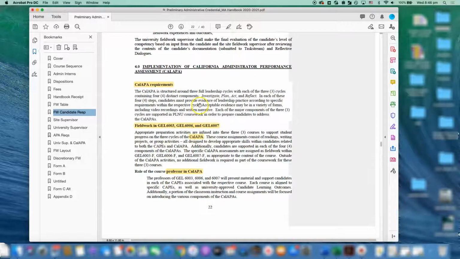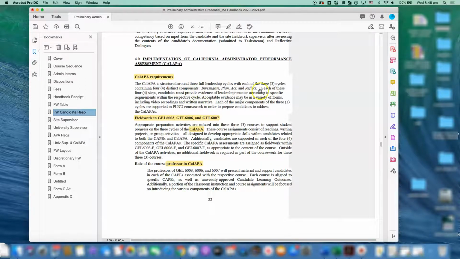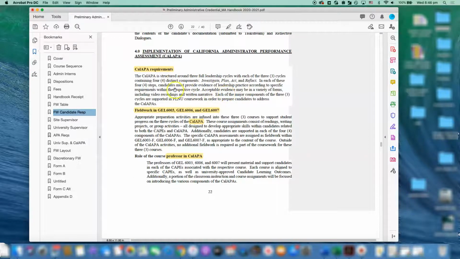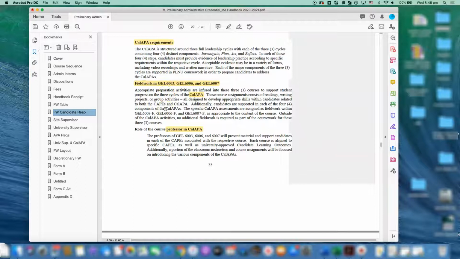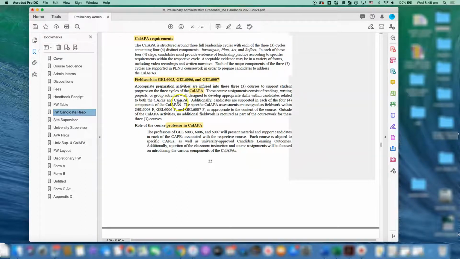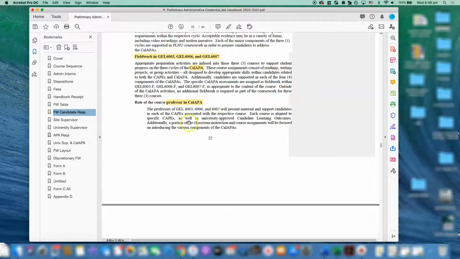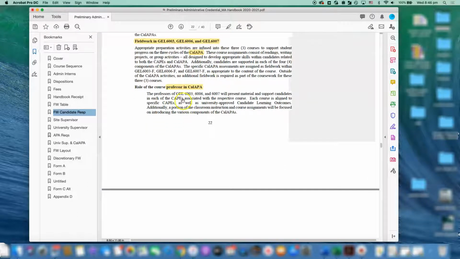Here are the requirements of the Cal APA. There are 3 cycles containing 4 components, which is investigate, plan, act, and reflect. Just like the teaching TPA, if you're familiar with that, this is now required. I believe we're in our 3rd year of this process. The Cal APA, once again, is tied to these 3 courses, 3 out of the 6. And so here are the people that are going to be supporting you.